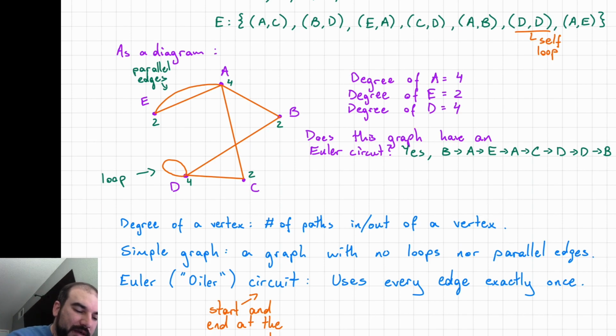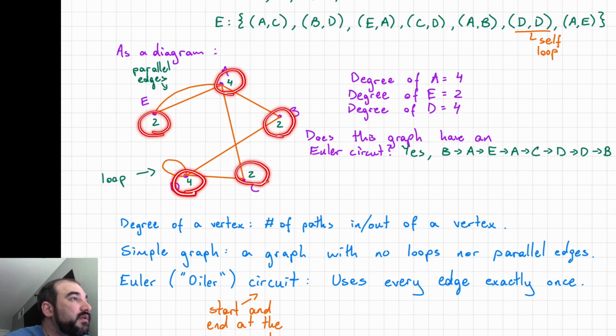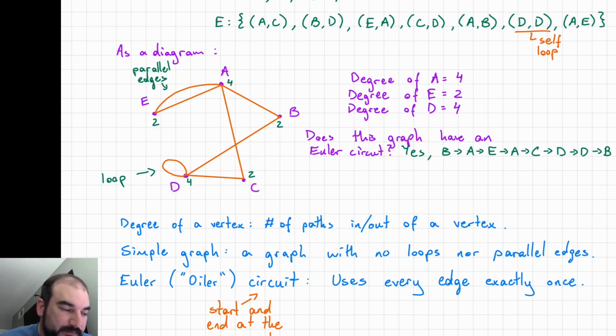So if I look at all of these numbers, 2, 4, 2, 2, 4, I can answer the question, does this graph have an Euler circuit? with the question, are all of these numbers even numbers? And the answer being yes means the answer to does this graph have an Euler circuit is also yes.